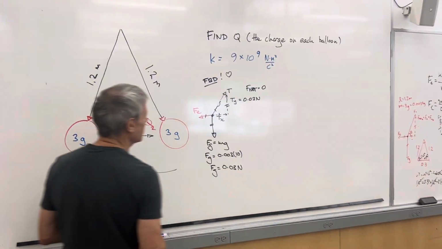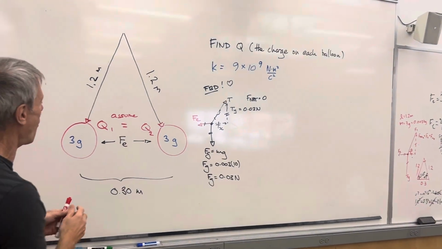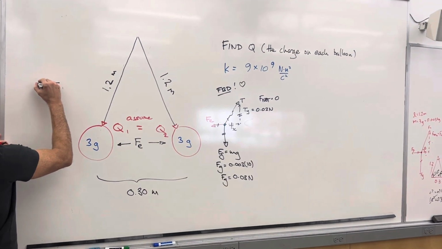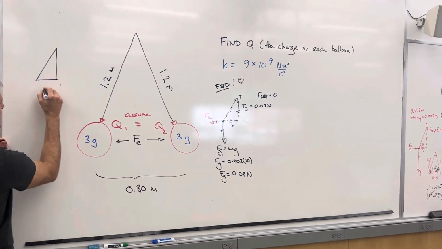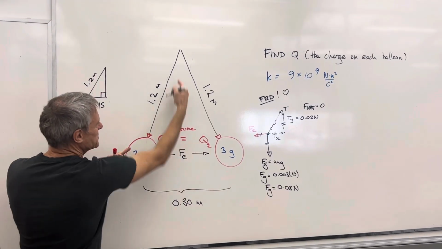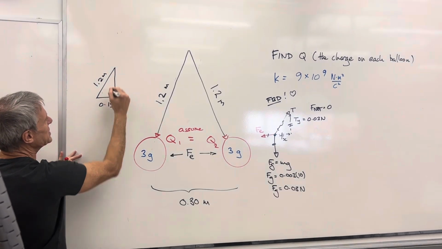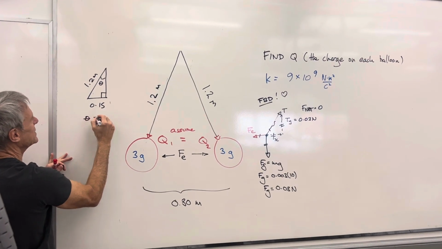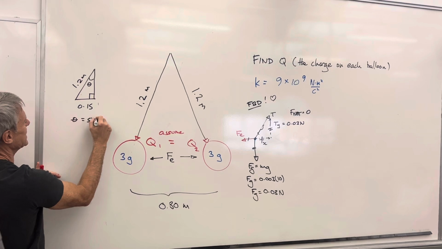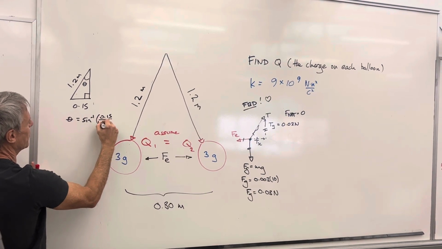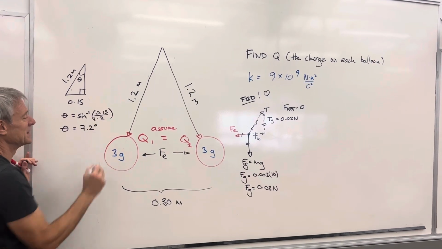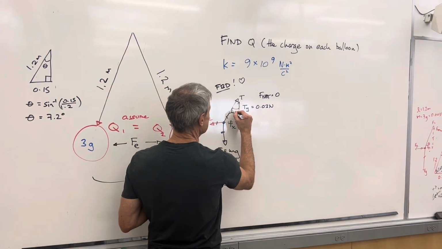If only we knew an angle. Oh, we have the dimensions of this triangle. Half of that distance is 0.15 meters, and this is 1.2 meters. That's now 90 degrees since we split that triangle in half. So we can figure out this angle: opposite over hypotenuse is sine, so sine inverse of 0.15 over 1.2. That's 7.2 degrees. That's kind of handy.